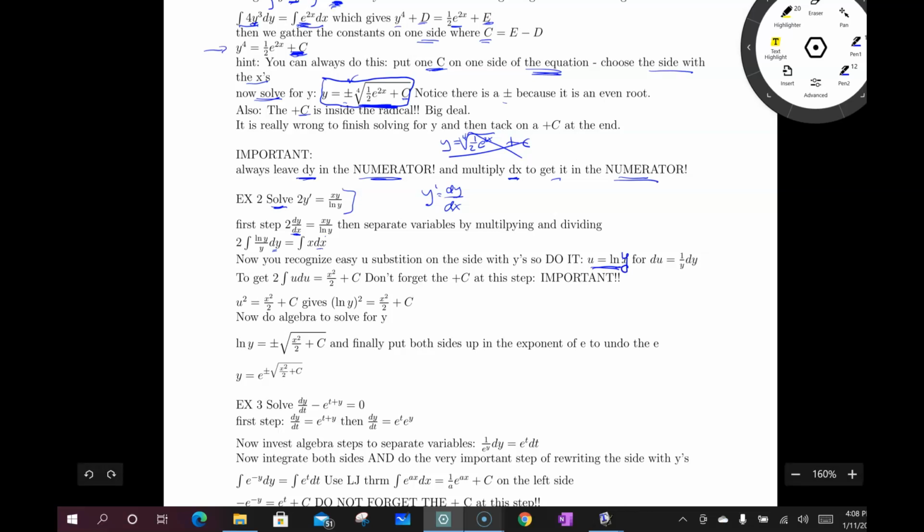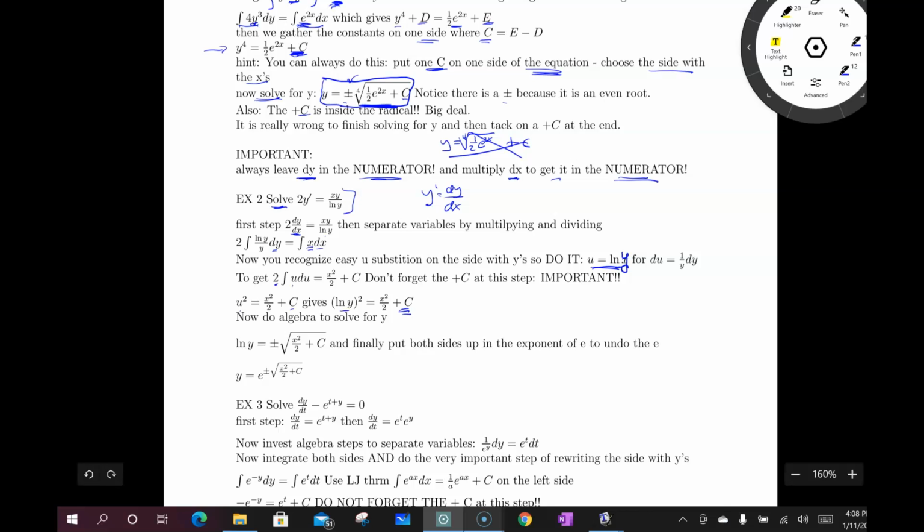Ln of y, right? And then du is 1 over y dy. So then I put that in, so I get u du, and I can just easily integrate that. So again, as soon as I take the antiderivative of this right-hand side, I'm putting a plus c. So when I take the antiderivative here, I get u squared over 2, but it cancels with this 2. So there is a c, but I am just joining it together in this c.